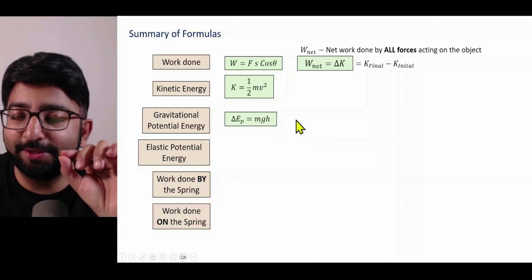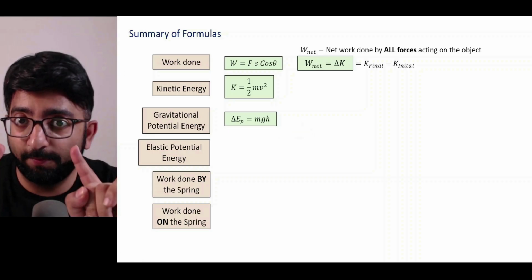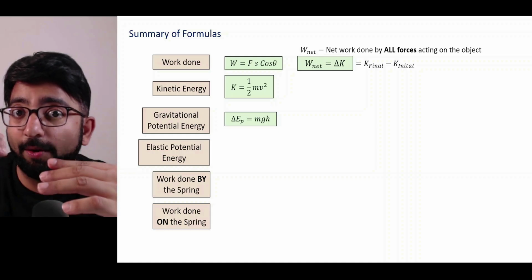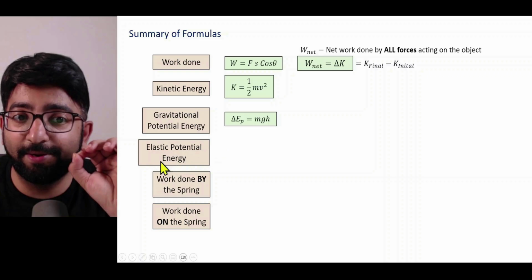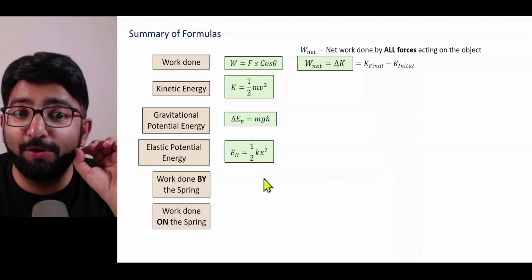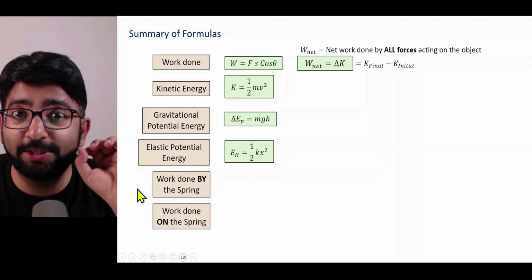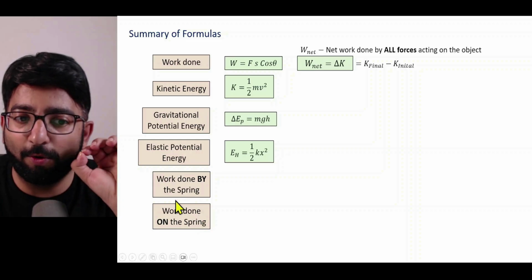But do remember the concept of reference line. Any point above the reference line will have positive potential energy. Any point below the reference line will have a negative potential energy. For elastic potential energy, which is in springs, the formula is half kx square. A lot of questions are asked on these two principles, work done by the spring and work done on the spring. So please remember the formulas.